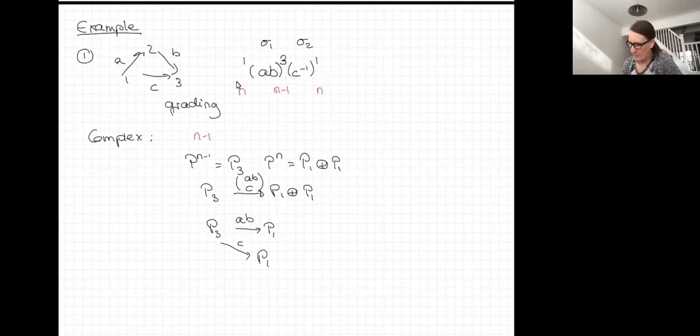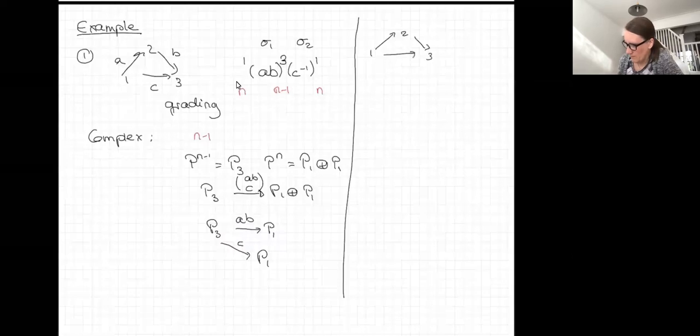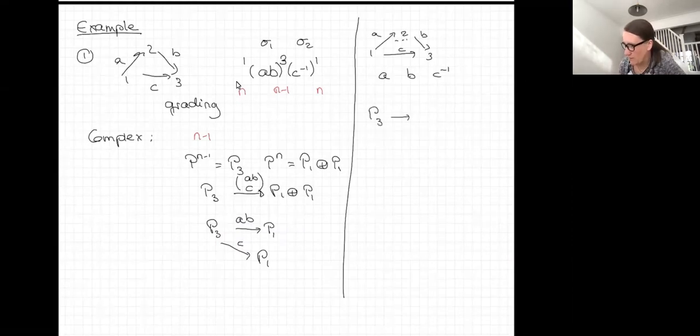So you can really see the maps. And similarly, if you do it for the other algebra, which was 1, 2, 3, and we had A, B, and C, and then we had the homotopy string A, B, C inverse, then you will see that you get a complex which is given by P3, P2 plus P1, and then P1, where you have B, C, and A, and 0.